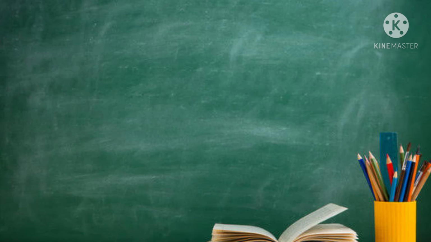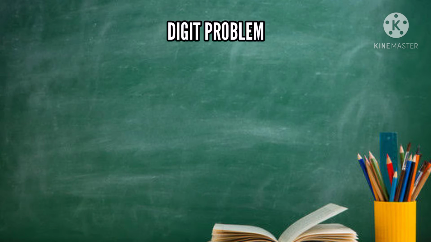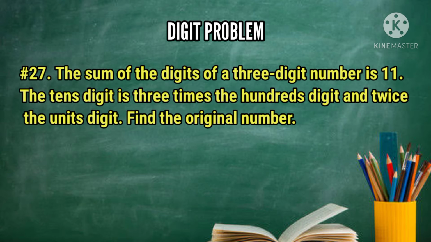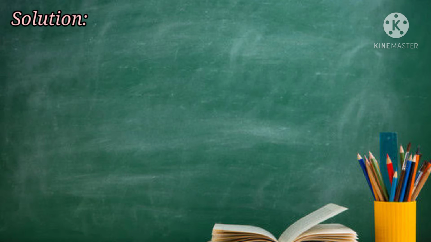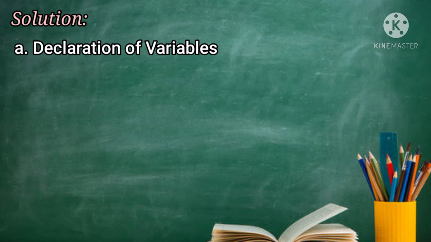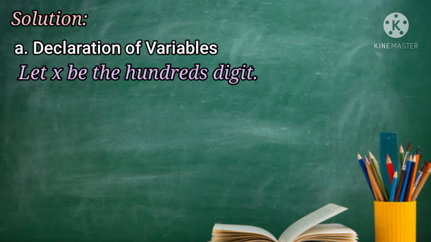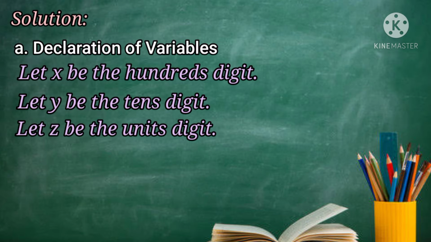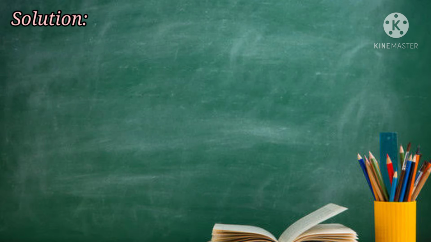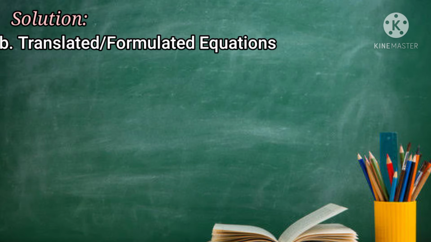Our second problem, which is number 27, is a digit problem. The sum of the digits of a 3-digit number is 11. The tens digit is 3 times the hundreds digit and twice the units digit. Find the original number. Our first step is to identify our variables. We let x be the hundreds digit, y be the tens digit, and z be the units digit. Now from our problem, we were able to formulate 3 equations.